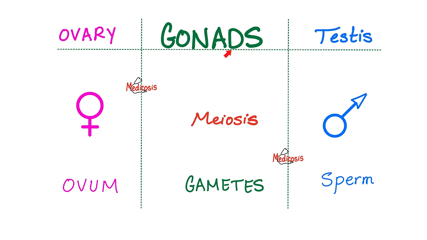Next, please do not confuse the gonads with the gametes. The gonads are ovaries in females, testicles in males, but the gametes are the cells produced by the gonads. The ovaries will make ova, and the testes will make sperms. Ova and sperms are gametes, but ovaries and testicles are gonads. How do we make ova? How do we make sperms? Through meiosis and not mitosis.